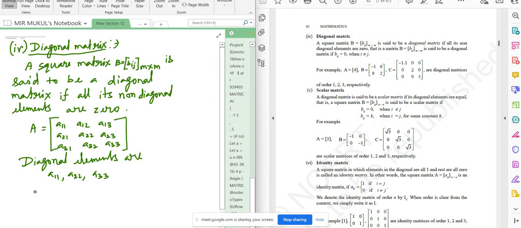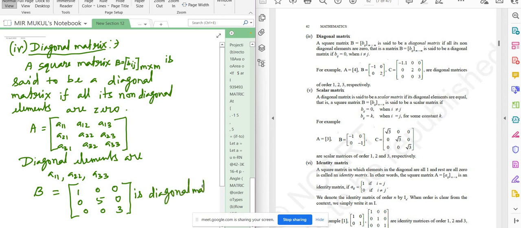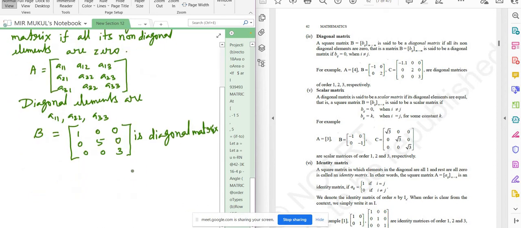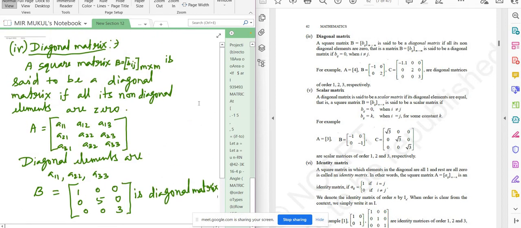Now what is a diagonal matrix? Consider B equals 1, 0, 0, 0, 5, 0, 0, 0, 3. This is a diagonal matrix. Why? Because all non-diagonal elements are 0, right? So if all non-diagonal elements are 0, then this is called a diagonal matrix.